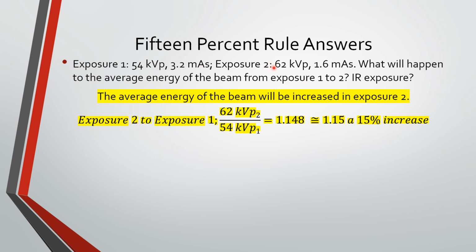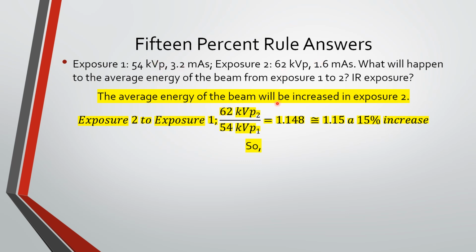So we'll compare exposure 2 to exposure 1 with the kVp. We put 62 over 54, and we see that the kVp has gone up by 1.148, which is about a 15% increase. So we know that this 15% increase in kVp means the exposure to the IR will be doubled. Now let's look at the mass. That means that the mass needs to be reduced by half. So on exposure 2, the mass needs to be half of what it is in exposure 1.